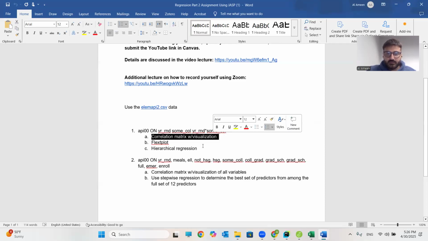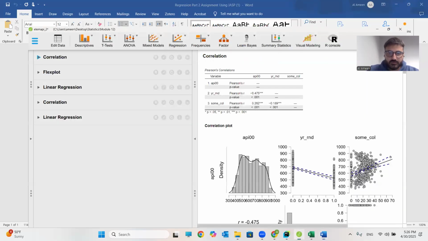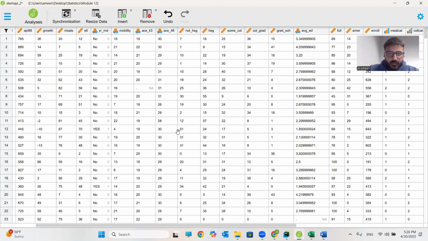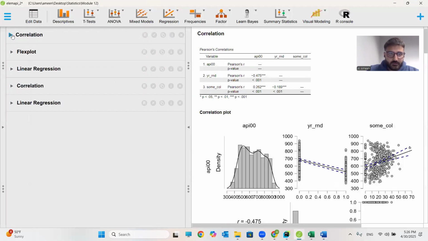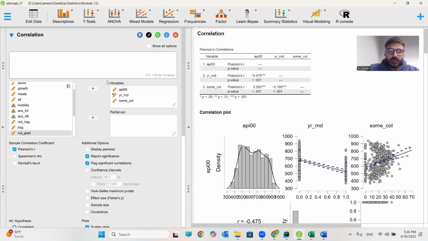First, we're being asked to create a correlation matrix with some visualizations. So if we go to JASP, we put our data set, and then we start our analysis. We go to correlation. We add our variables, the API for the year 2000, year-round, and some college. And we start by looking at the raw values over here in the top.